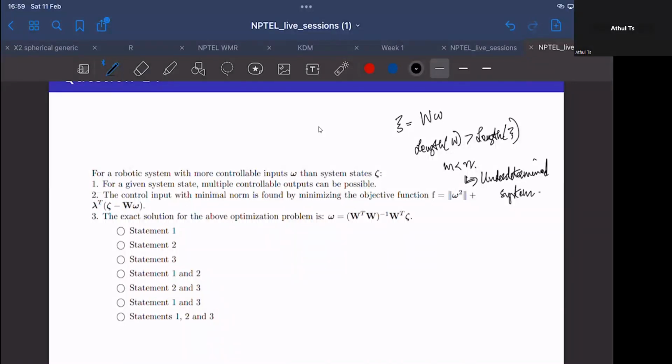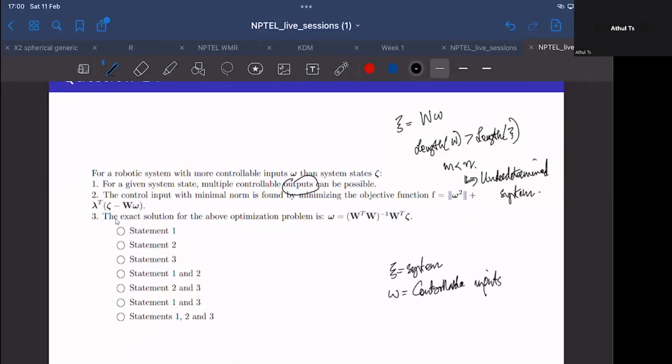All right. The first statement says that for a given system state, multiple controllable inputs can be possible. Zeta is the system state, and omega would be the controllable inputs. It's not outputs, it's inputs only. So that is correct. For an underdetermined system, you will have an infinite set of solutions, not a single solution.